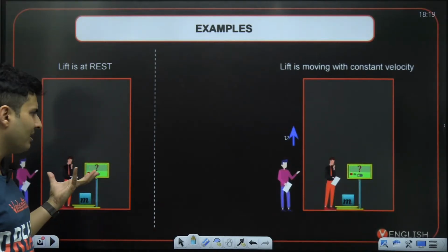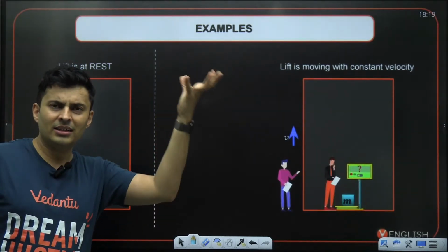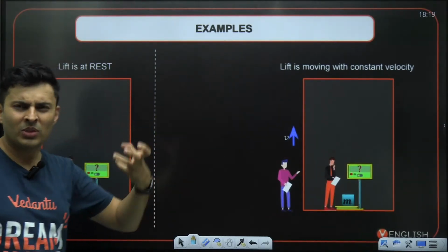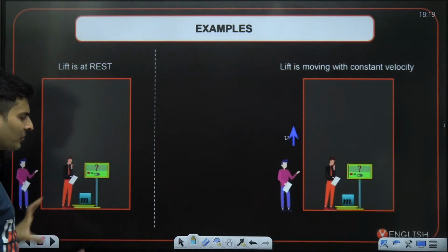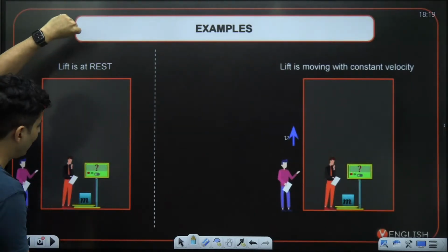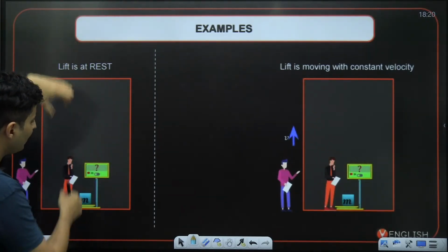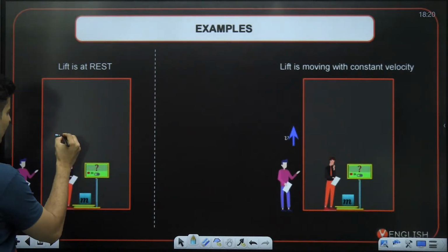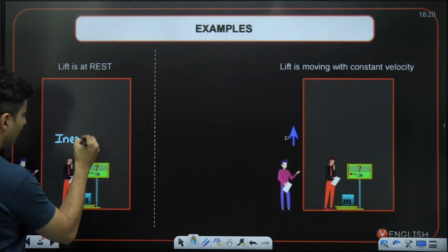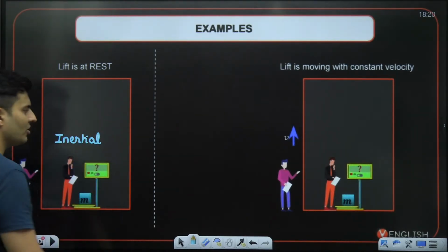If the lift is at rest, that means for the ground, the lift is at rest. So nothing is accelerating, nothing is having a net force. The tension will be balanced by the weight. All the forces are balanced. So definitely an inertial observer. It is an inertial observer.